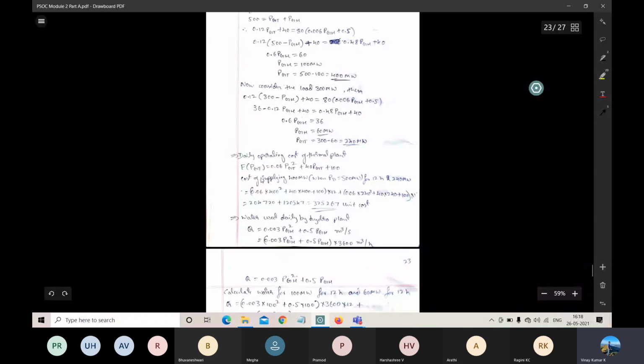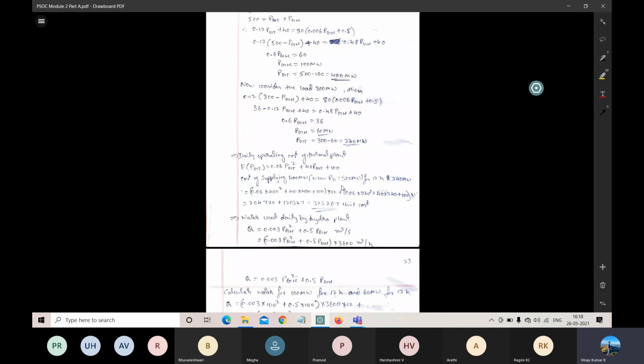So here we are calculating for the cost of supplying 400 megawatt. So for 400 megawatt when the demand is 500 megawatt. So that we have to supply the 400 megawatt whenever the demand is 500 megawatt. That is for 12 hours. So just substitute the things here. Just substitute PGT 400 square plus 40 into 400 plus 100. This is for 12 hours.